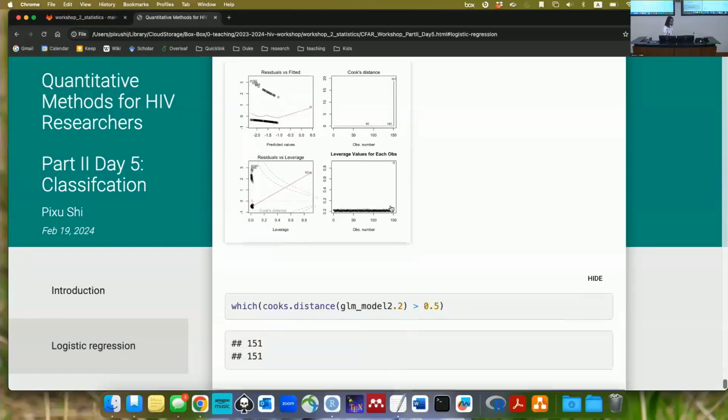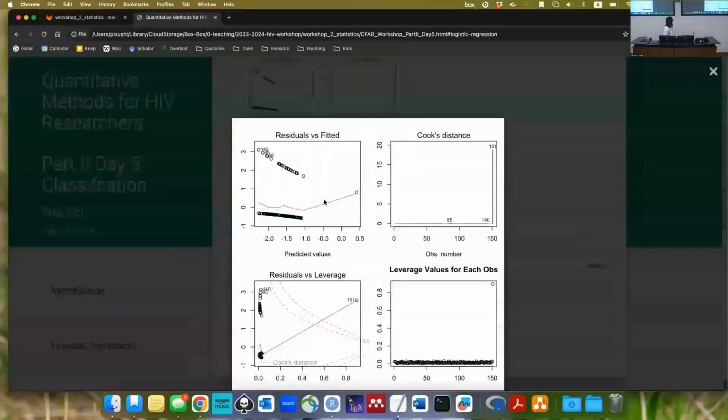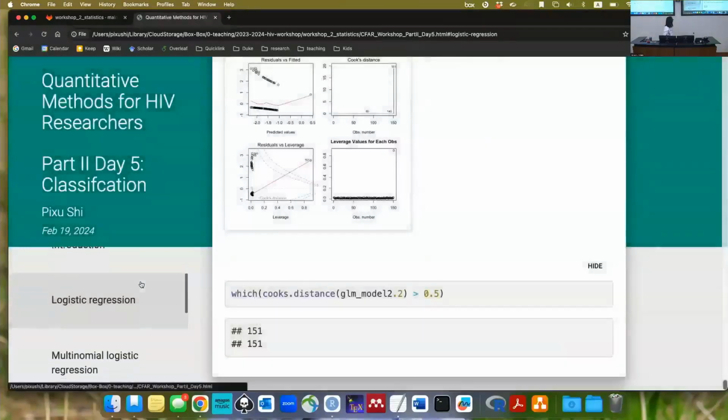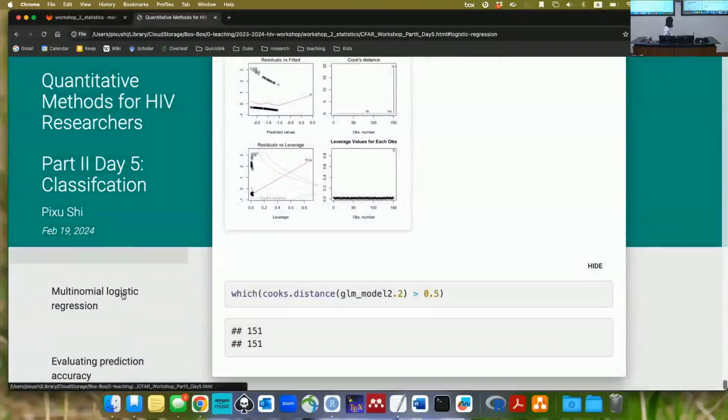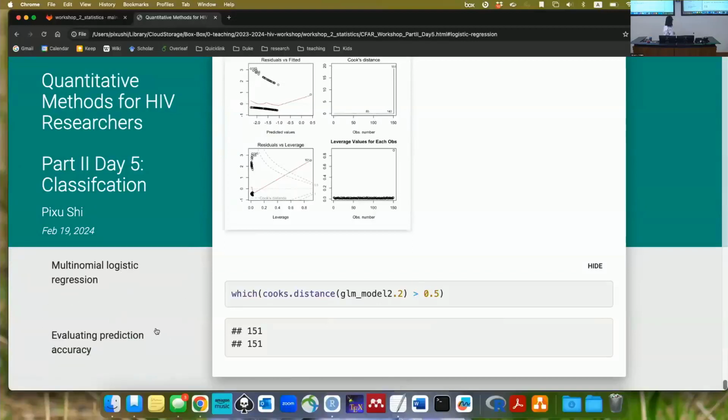So that's all the things about logistic regression. Later on, we'll talk about multinomial logistic regression for classification of multiple categories. And then we'll learn how to evaluate prediction accuracy. And the last one is a brief introduction of random forest. Let's take a break of 10 minutes.